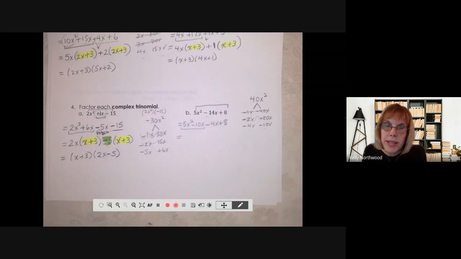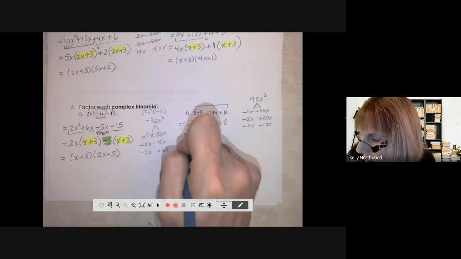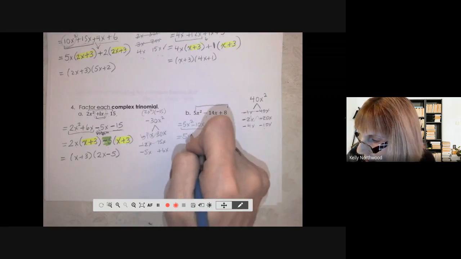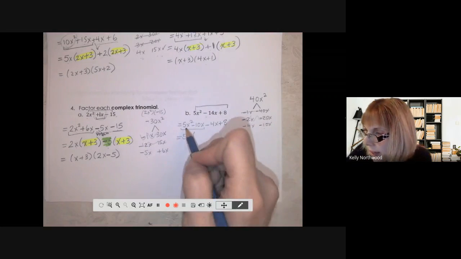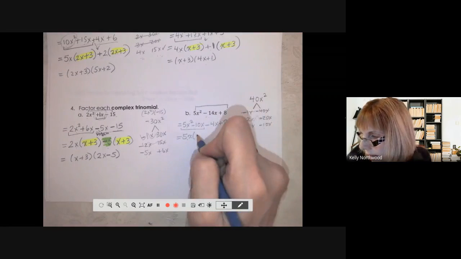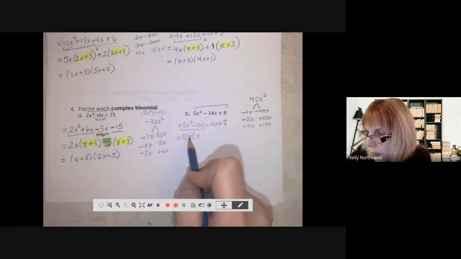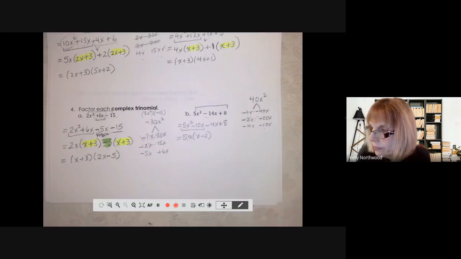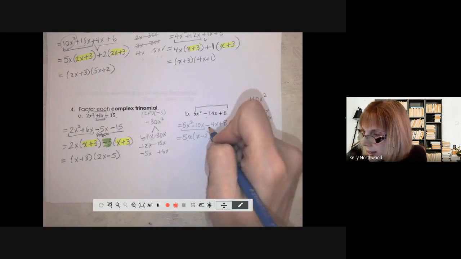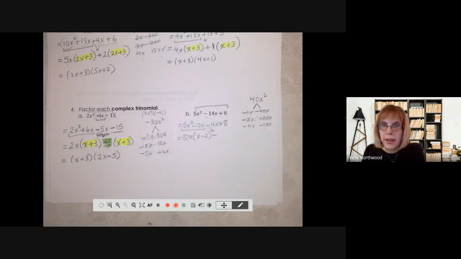So you're looking for what's in common with the first two terms. So 5 is and x is. What do you multiply 5x by to get 5x squared? X. What do you multiply 5x by to get negative 10x? Negative 2. The sign that comes next goes next. That negative has to go there.